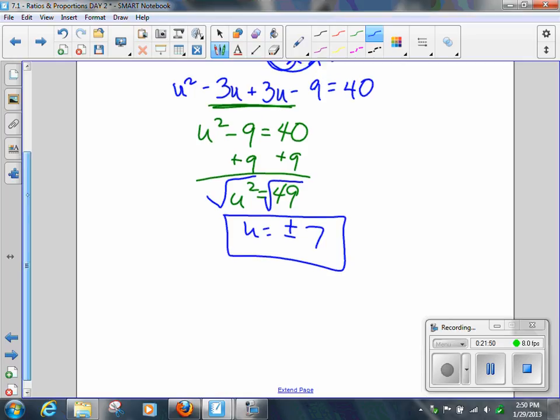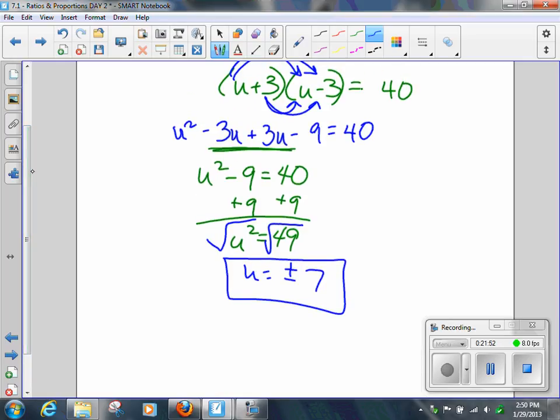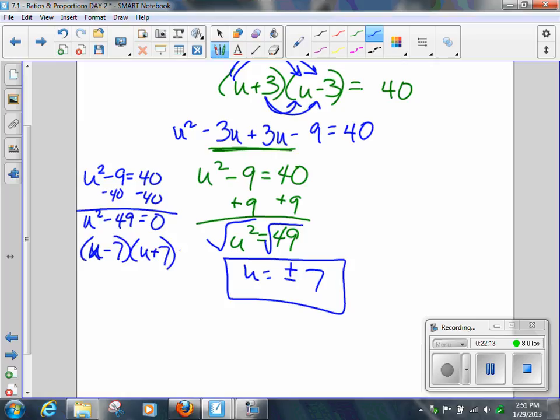Look at it. I could. Watch this. Subtract 40, right? Okay, did you get u squared minus 49 equals 0? Did you recognize that u squared minus 49 is the difference of squares? That's a u. And when you factor that, Joseph, it gives you u minus 7 and u plus 7. And when I set each of those equal to 0, what do I get?